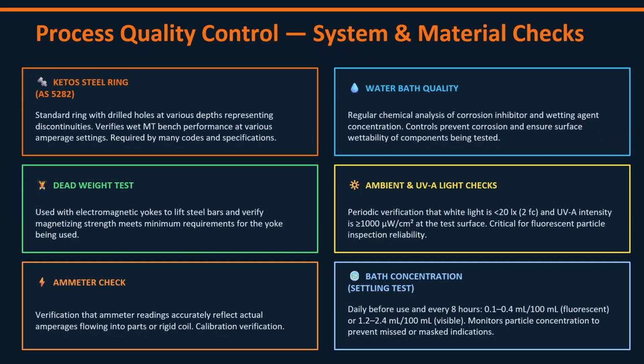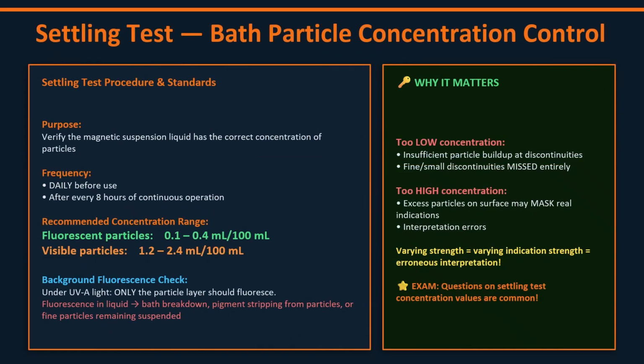Each control addresses a different failure mode. Passing the yoke test does not prove the bath concentration is correct. Passing the lighting check does not prove the current is correct. MT quality comes from controlling the complete system. The settling test is one of the simplest but most important controls for a wet MT system.